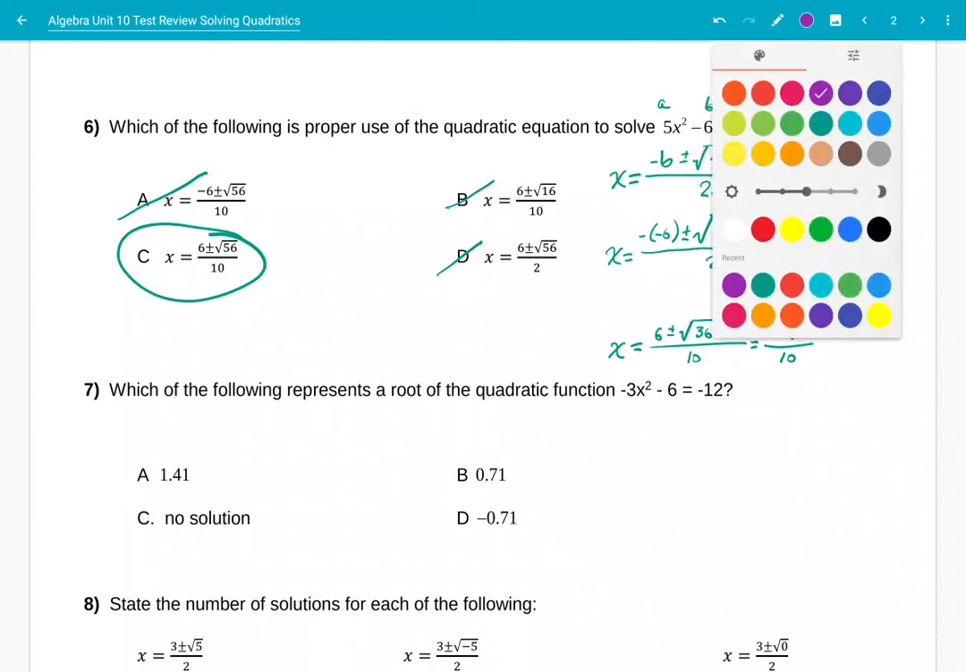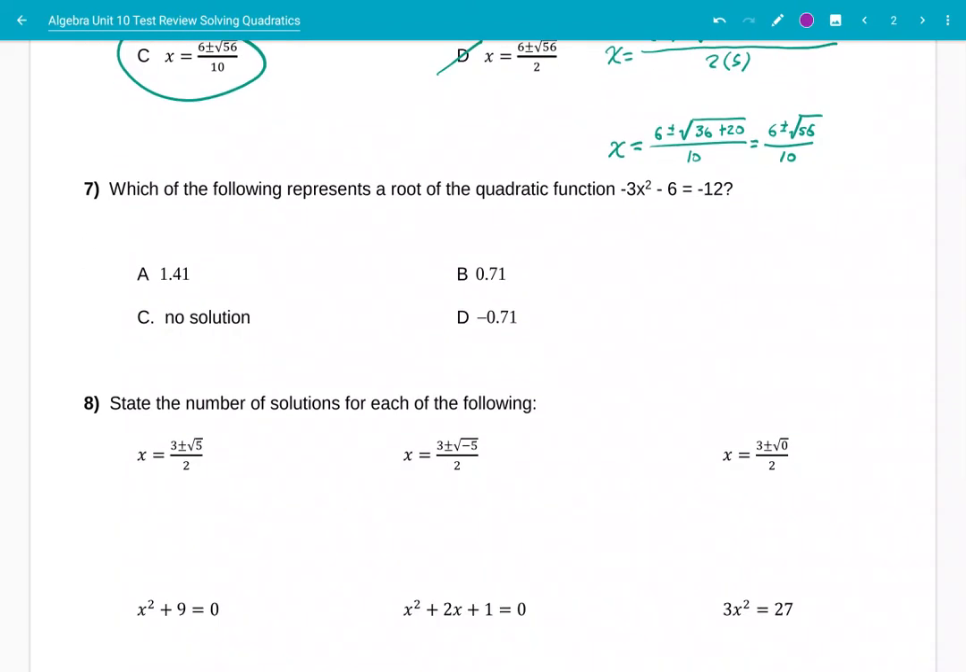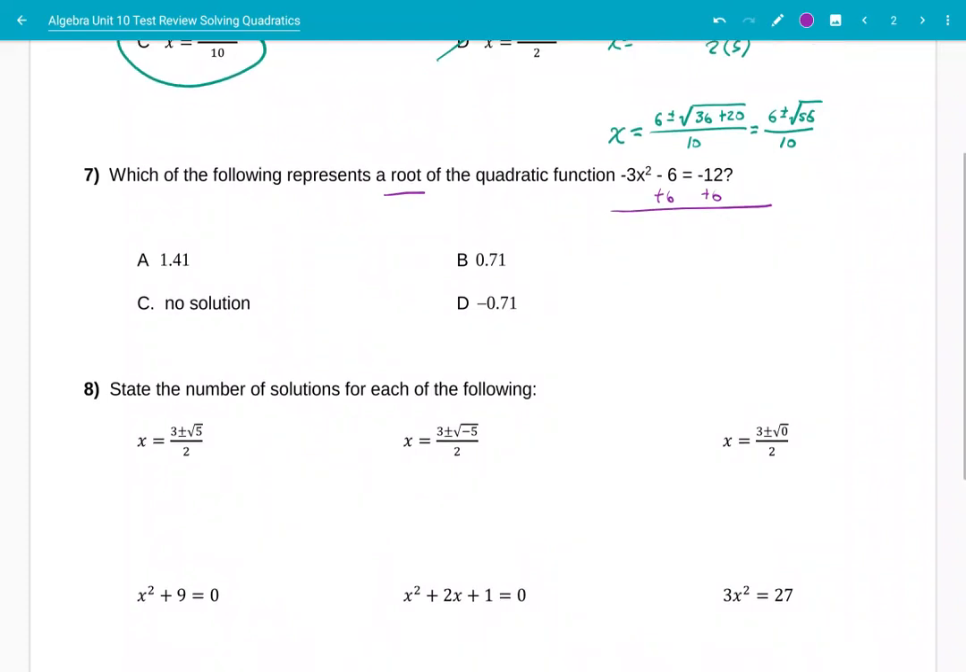Okay, let's see. Next, which of the following represents a root of this quadratic equation? So root is just a 0, just a solution, just an x-intercept. But notice there's no b term here. There's no bx in this, which means I might be able to solve by taking the square root. So let me see what I can do here. I'm going to add 6 to both sides. That'll give you minus 3x squared equals, let's see, that's a minus 6. And then I'll divide by a minus 3.